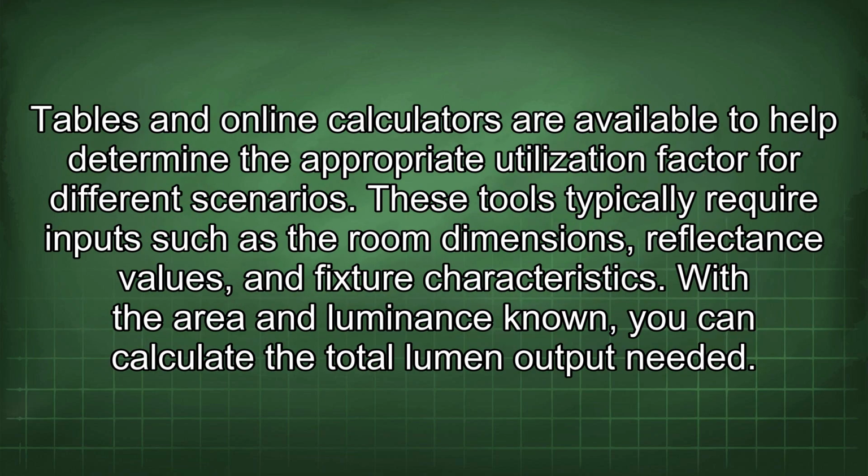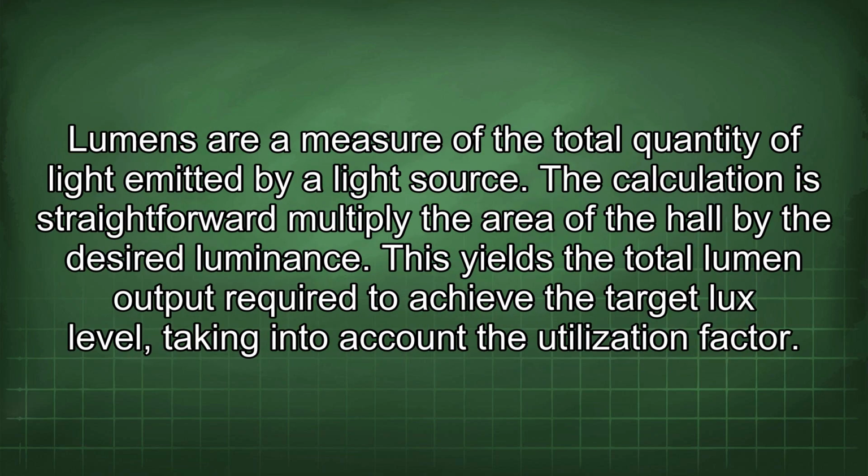Tables and online calculators are available to help determine the appropriate utilization factor for different scenarios. These tools typically require input such as the room dimensions, reflectance values, and fixture characteristics. With the area and luminance known, you can calculate the total lumen output needed. Lumens are a measure of the total quantity of light emitted by a light source. The calculation is straightforward: multiply the area of the hall by the desired luminance. This yields the total lumen output required to achieve the target lux level, taking into account the utilization factor.